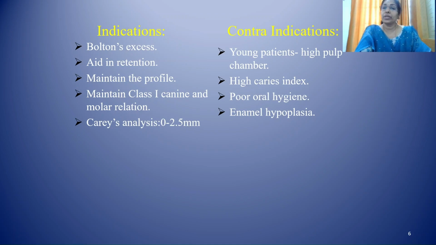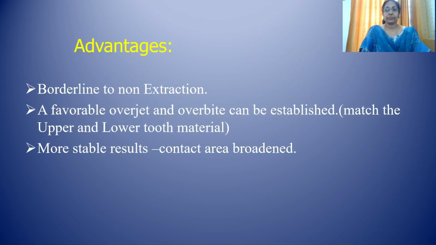Now coming to the contraindications. In case of young patients where there is a high pulp chamber, it is contraindicated because there are more chances of pulp exposure while proximal stripping. The next one is high caries index. In patients with high caries index also, proximal stripping is contraindicated. In patients with poor oral hygiene also, it is contraindicated.